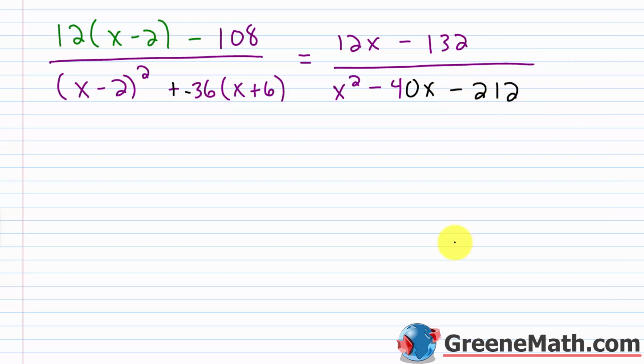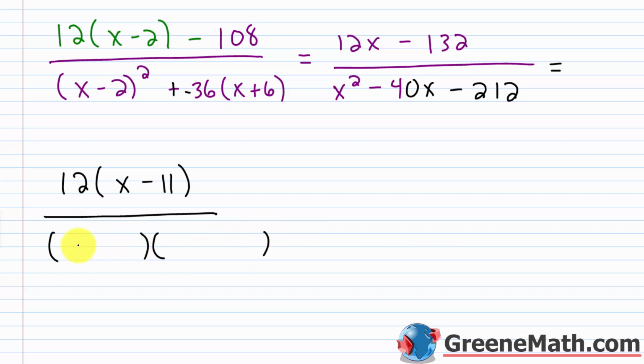And now we want to see if we can simplify by factoring the numerator and denominator and canceling any common factors. So in the numerator, I can see that I can factor out a 12, right? 132 is 12 times 11. So I can pull out a 12, and I would have x minus 11 inside the parentheses. Down here, can I factor this guy? Can I factor x squared minus 40x minus 212? Well, if I can, I would set this up as x and x. I would need 2 integers such that the sum is negative 40 and the product is negative 212.